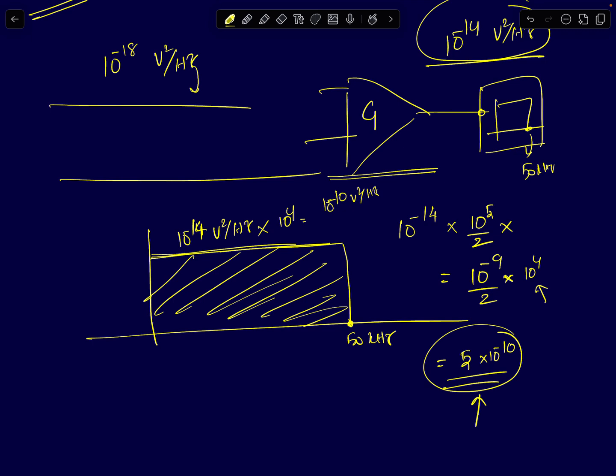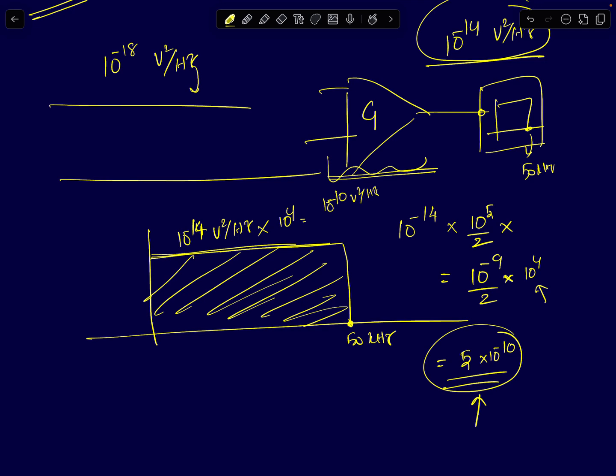Okay, so that is why when you're interfacing an instrumentation amplifier to a high resolution ADC, high resolution meaning very low input referred noise ADC, then naturally the noise due to the instrumentation amplifier also has to be very low. So that's how you pick it.